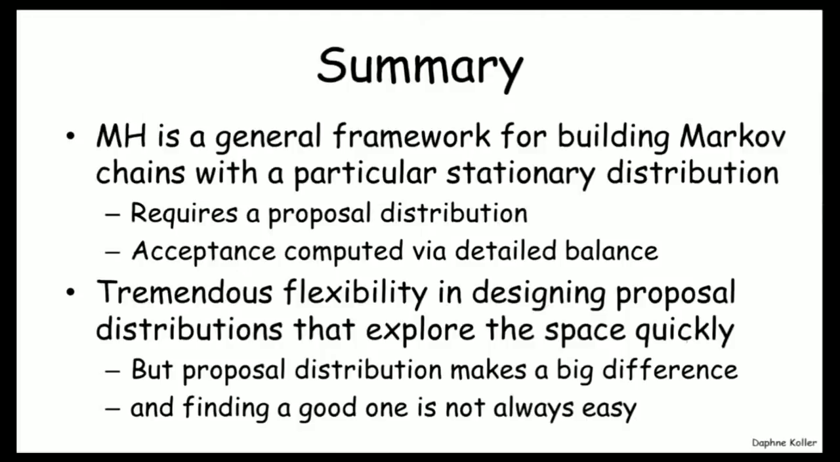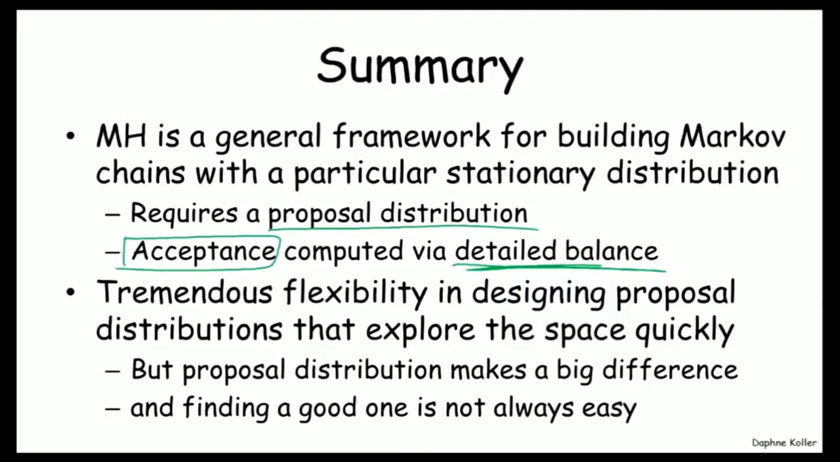So to summarize, Metropolis Hastings is a very general framework for building Markov chains so that they are designed to have a particular stationary distribution. It requires that you come up with a proposal distribution, and that proposal distribution needs to have certain properties in order to be valid. But once you give me such a proposal distribution, the detailed balance equation, which is this nice simple equation, tells me how I can construct the acceptance distribution so as to enforce the fact that we get the right stationary distribution.